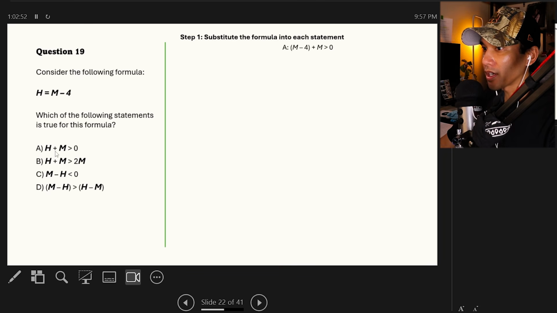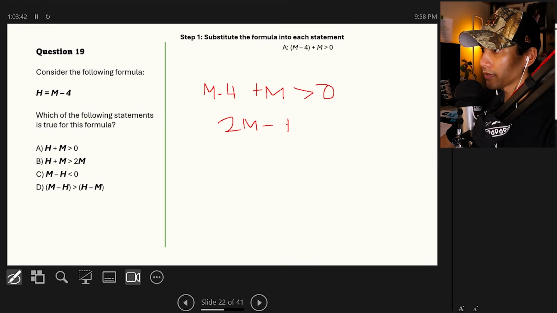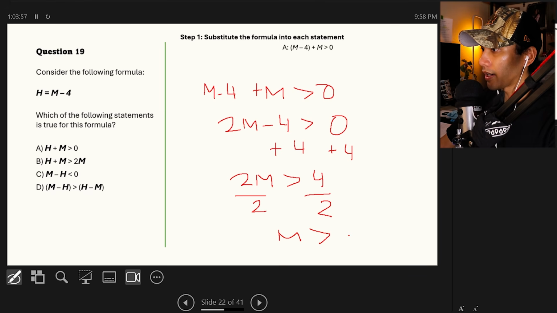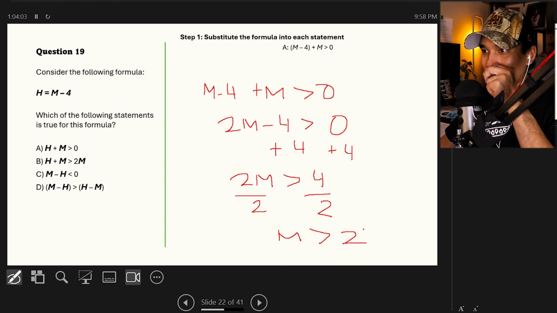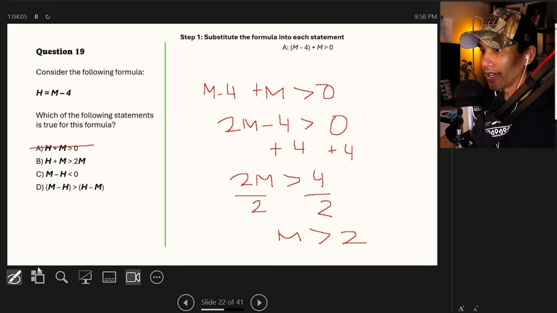What I would do is, for A, all you're going to do is substitute the h's for m minus 4. So m minus 4 plus m, right? We have it right here already. m minus 4 plus m greater than 0. That's 2m minus 4 greater than 0, then plus 4 on both sides, 2m greater than 4, divide by 2, m is greater than 2. Well, we can't have that. I can't explain why, but we can't have that. So choice A is incorrect.